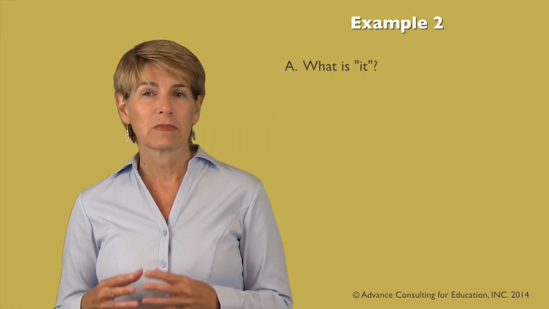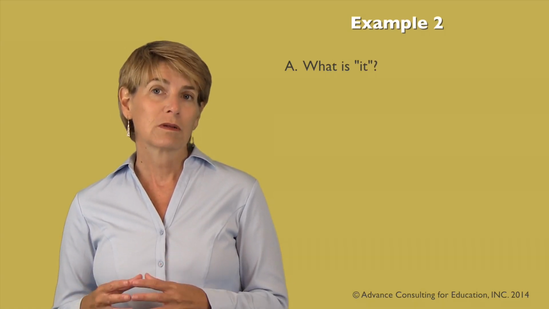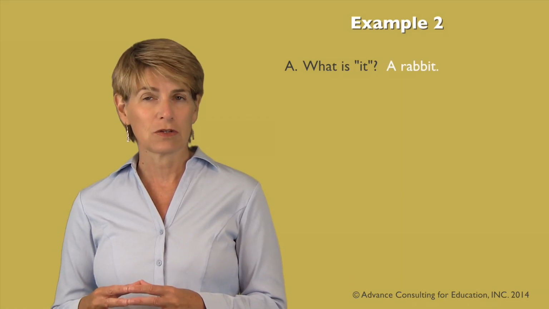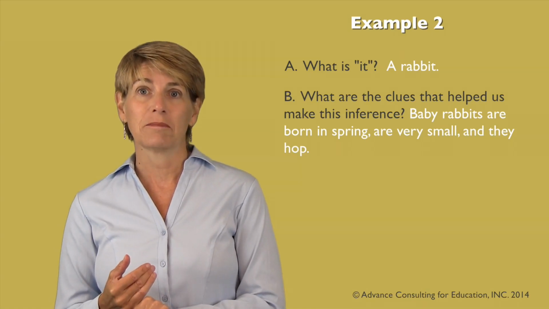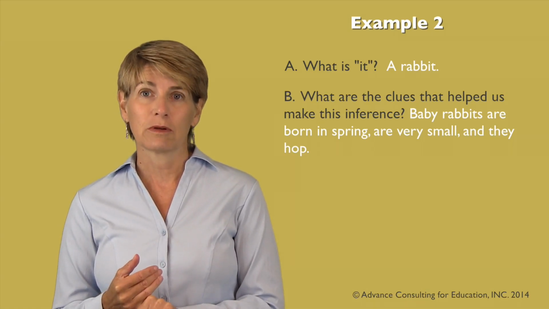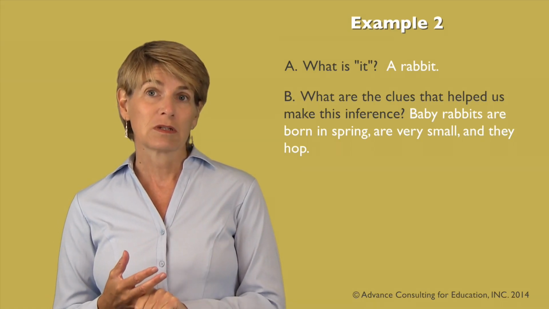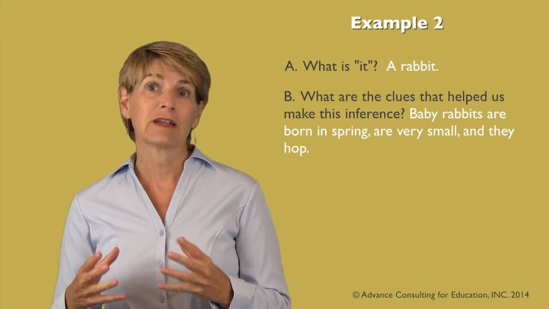So what is it? The text doesn't tell us, so we have to make an inference. We're going to make a guess here, or make an inference, that it is a rabbit. And we can do this logically because we know that baby rabbits are born in the springtime, and they're very small when they're first born. And we also know that baby rabbits hop. So the information in the text that this animal is hopping helps us make the inference that it is a rabbit. The ability to make inferences is a key critical reading skill.